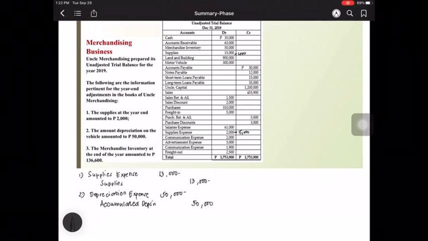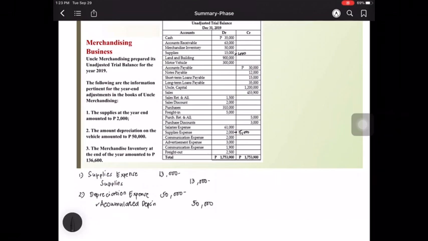Take note that your accumulated depreciation account is a contra asset account. And when you say contra asset, it reduces the value of a particular asset. In this case, since the depreciation is attributed to the motor vehicle, the accumulated depreciation is the reduction in the value or in the cost of the motor vehicle.